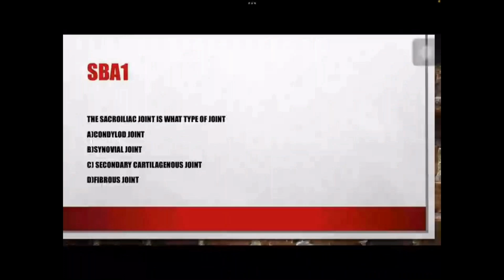So, the first question for today is: the sacroiliac joint is what type of joint? The options are A. Condylar joint, B. Synovial joint, C. Secondary cartilaginous joint, and D. Fibrous joint.